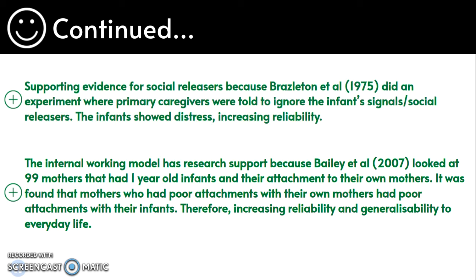A strength is that there's supporting evidence for social releases because Brazelton et al. did an experiment where primary caregivers were told to ignore the infant's signals or social releases. The infants showed distress, increasing reliability. The internal working model has research support because Bailey et al. looked at 99 mothers that had 1-year-old infants and their attachment to their own mothers. It was found that mothers who had poor attachments with their own mothers had poor attachments with their infants, therefore increasing reliability and generalizability to everyday life.